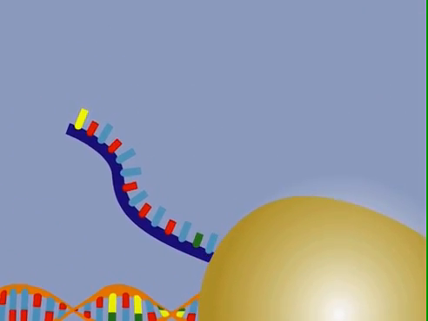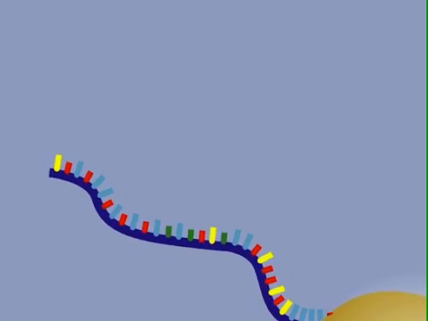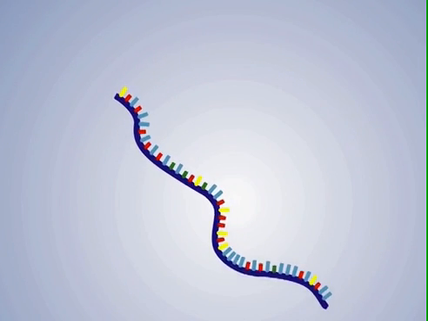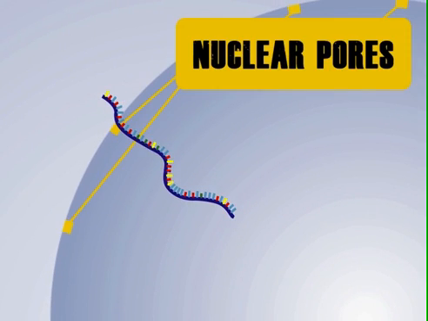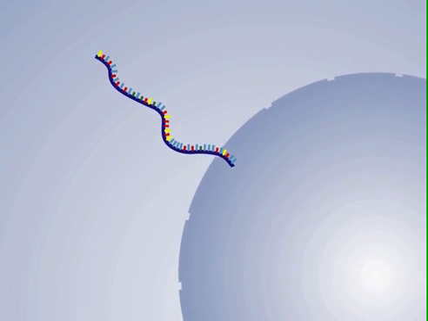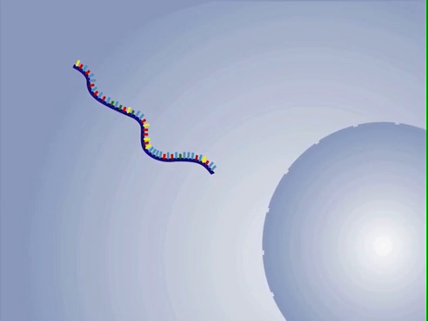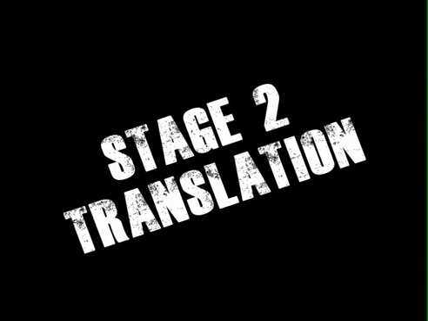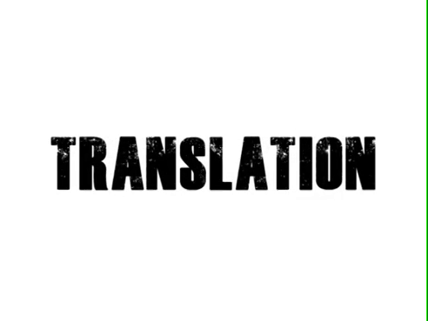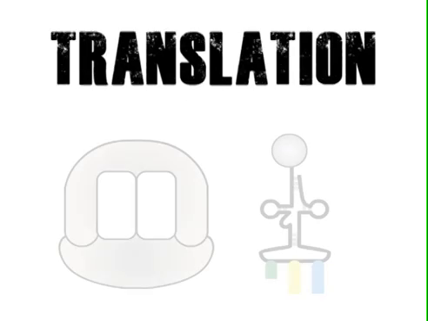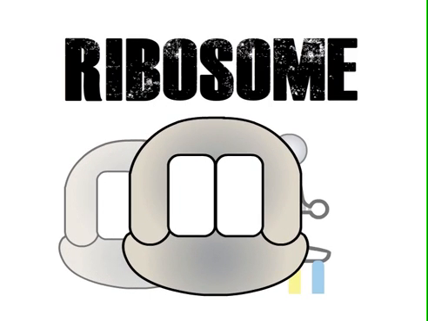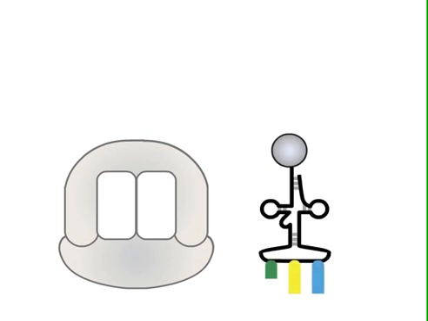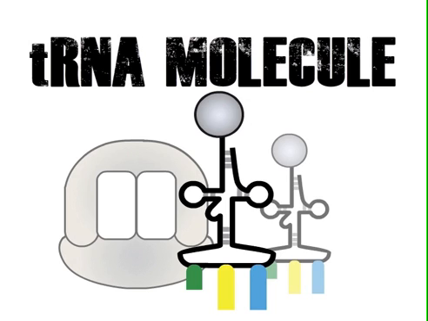The end result of transcription is a copy of the gene in the form of messenger RNA. And it's this copy that leaves the nucleus and travels into the cytoplasm to begin the next stage of protein synthesis: translation. To make an amino acid chain from a messenger RNA strand, the following molecules are needed: an organelle called a ribosome, and transfer RNA molecules.